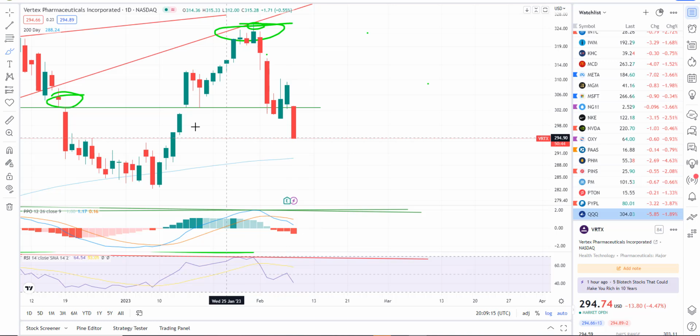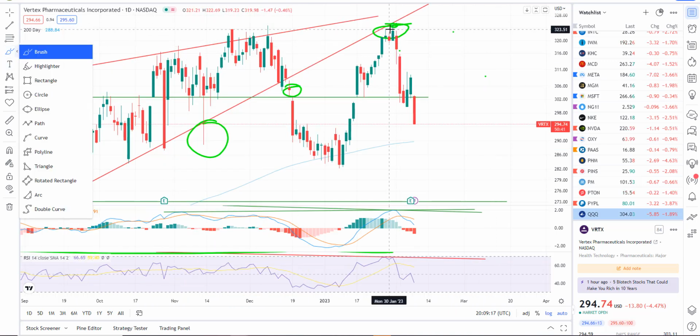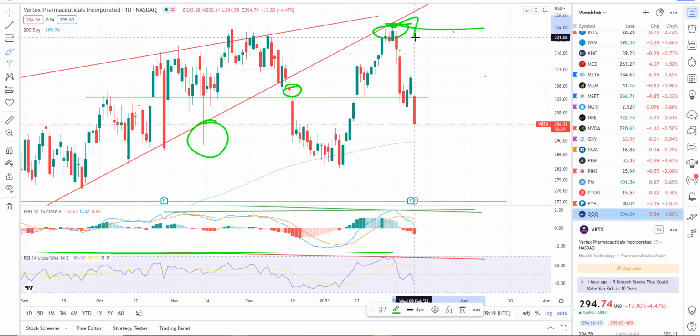Vertex, VRTX, I talked about this one a couple of weeks back as the objective short right here, on this back test.